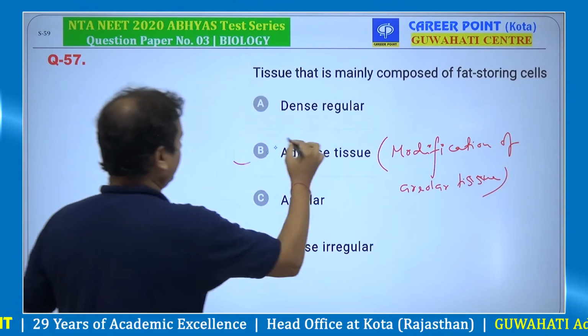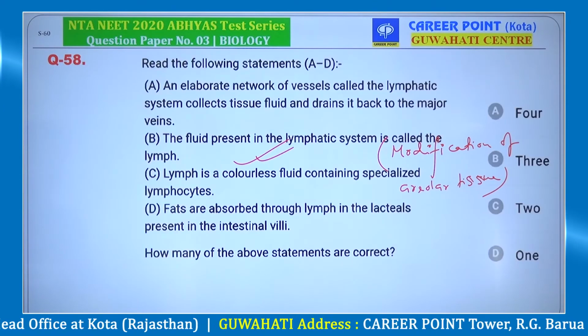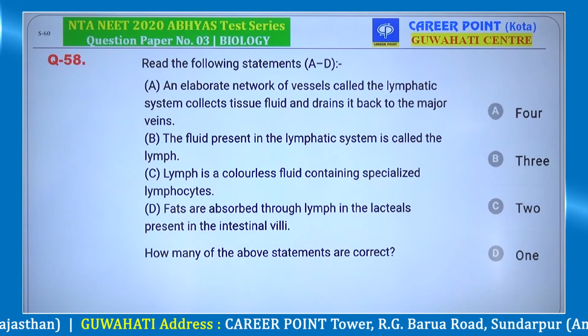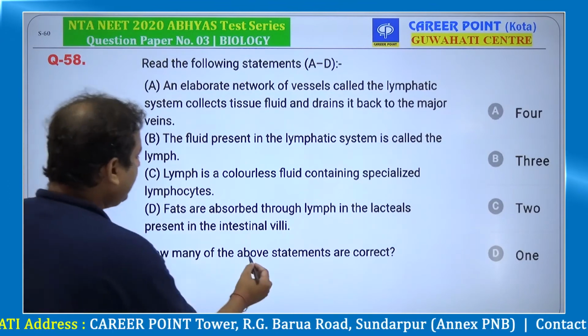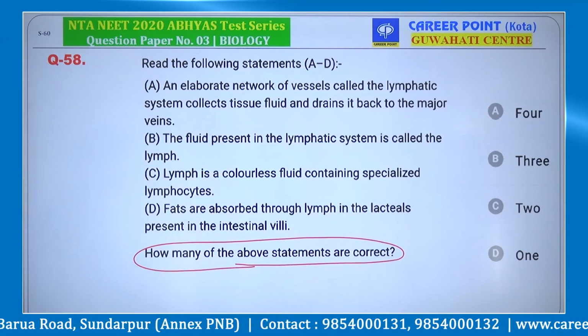This is the modification of areolar tissue. So the answer for this question is B. Next, read the following statements. How many of the above statements are correct? So we have to find out the correct statements out of these 4.